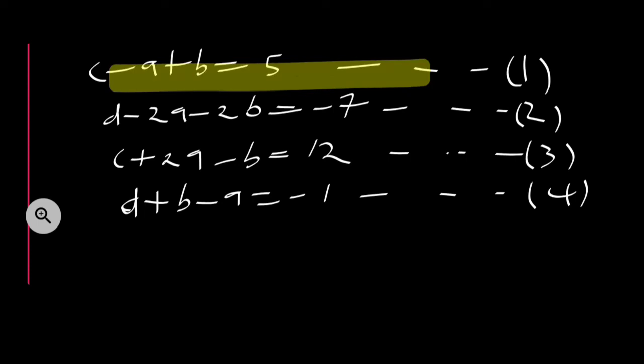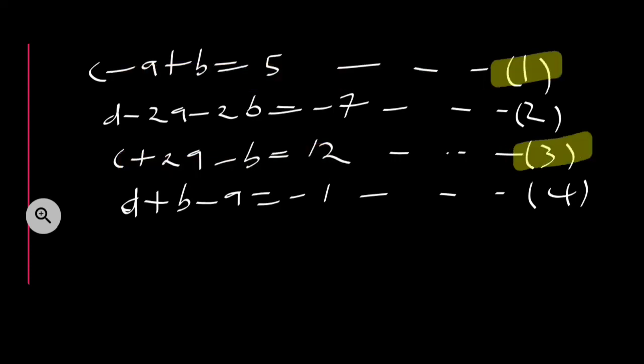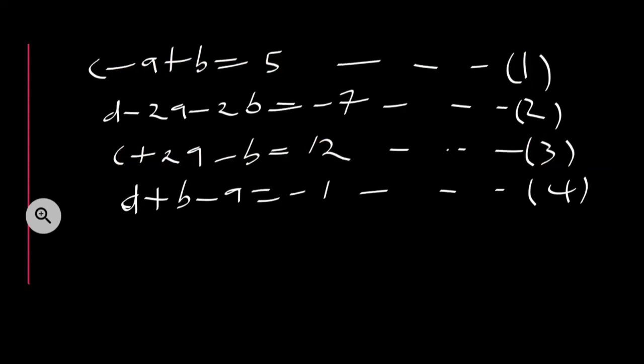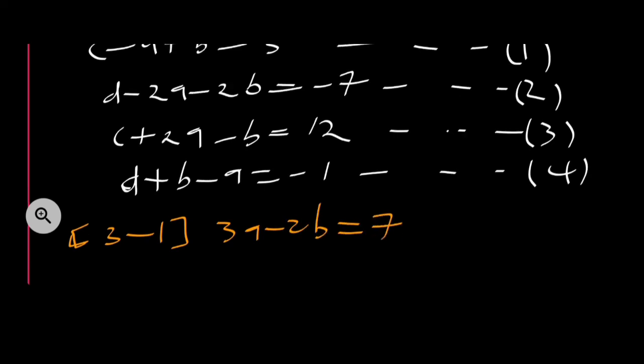So now, looking at equation 1 and 3, they both have the c variable in them, so we can subtract equation 1 from equation 3, and that would give 3a minus 2b is equal to 7, and we call this equation 1a.